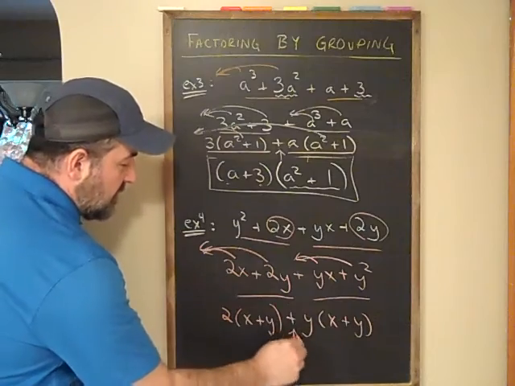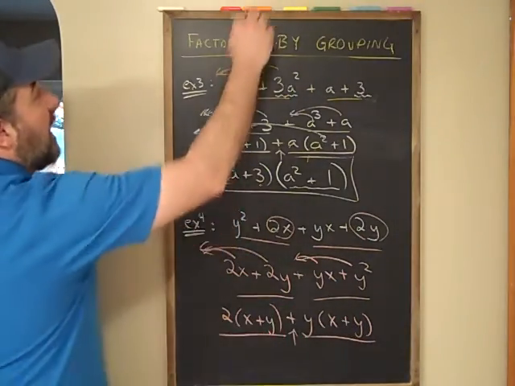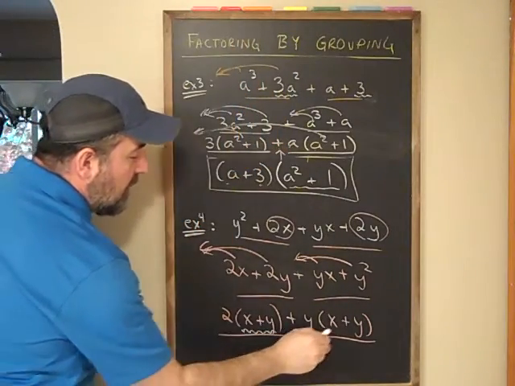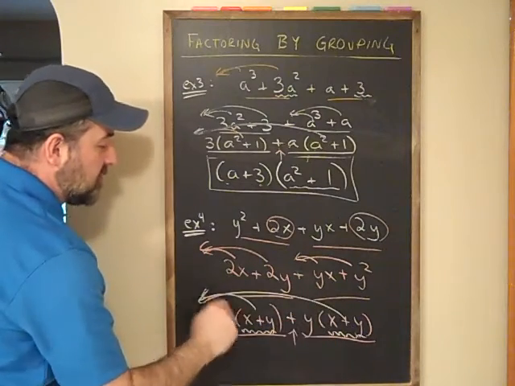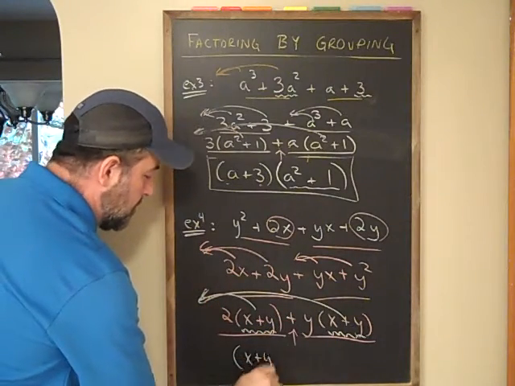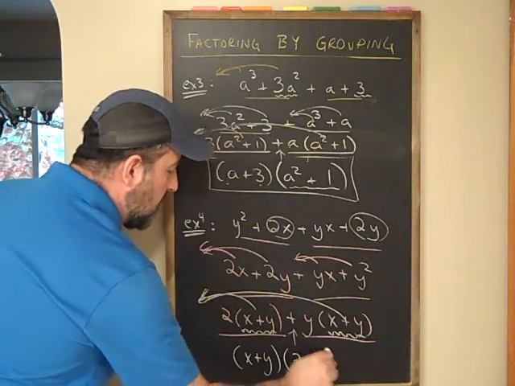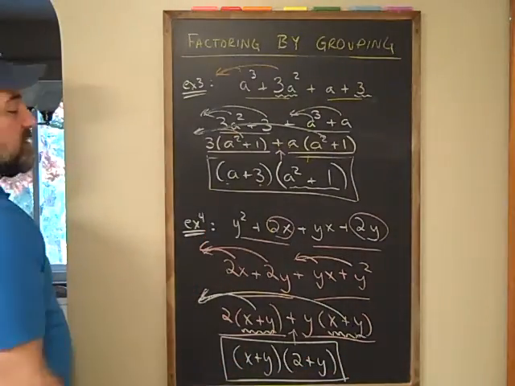Hey, look, that plus now groups two terms that both have that x plus y as a common factor. We're going to pull that x plus y out, and that's going to leave us with a 2 plus y. That is the factored state of this.